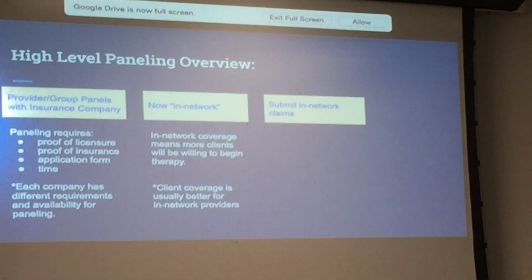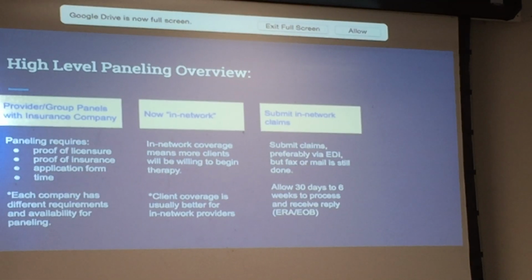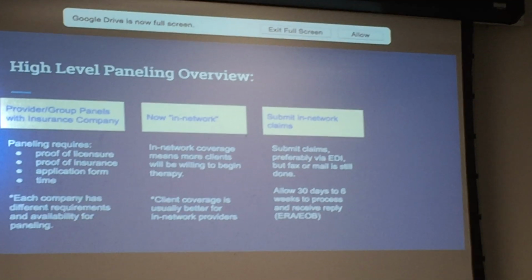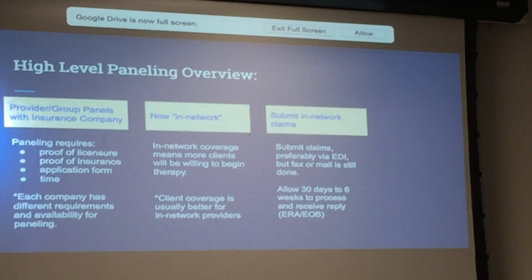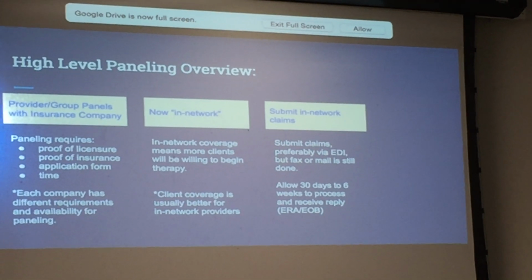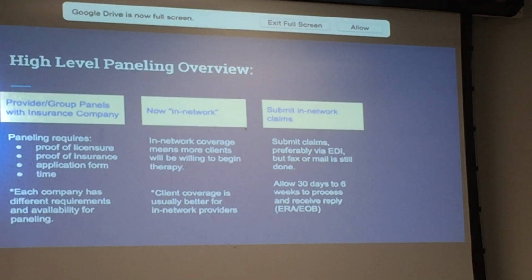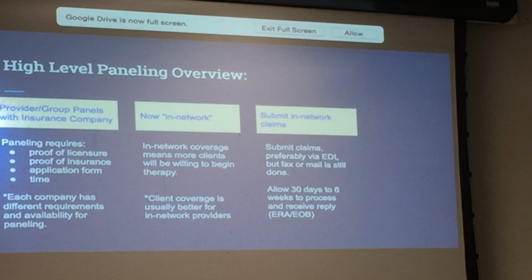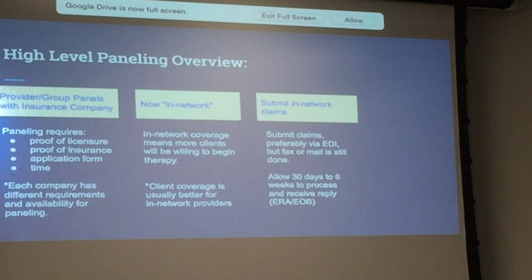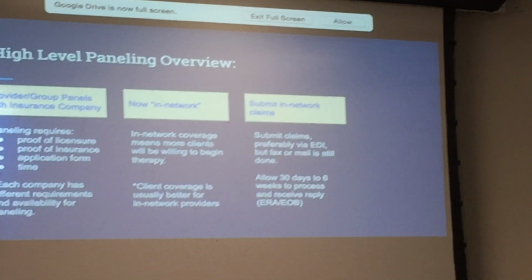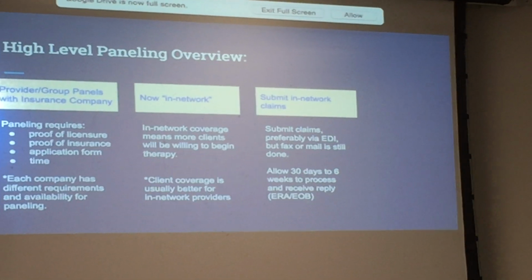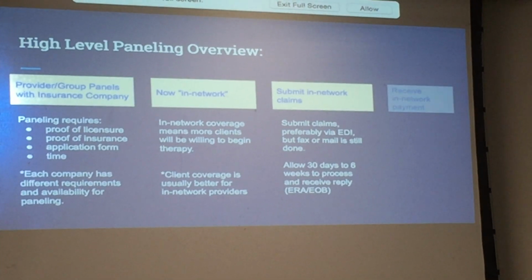Submitting in-network claims. Once we're in network and the client comes to see us, we submit a claim to the insurance company saying we saw so-and-so, this date, this time, and diagnosed them with this. We give it to the insurance company to process, and hopefully within 30 days to 6 weeks, we receive a response. Hopefully it's payment. We like payment. Payment's good.